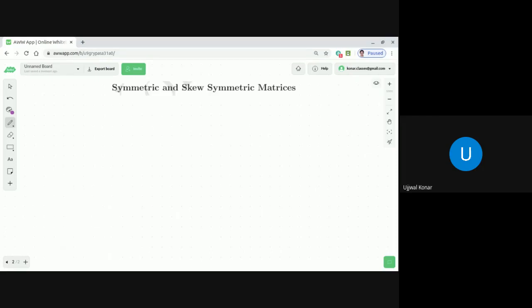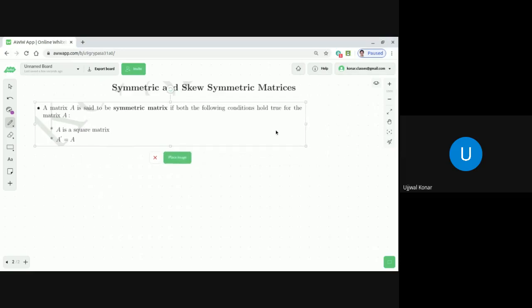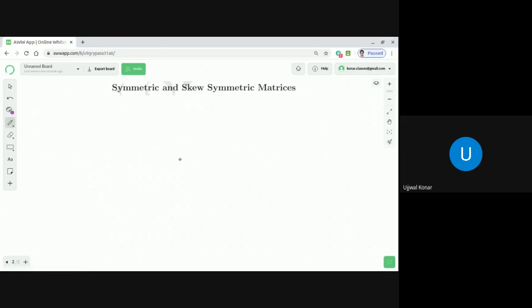So what is a symmetric and skew-symmetric matrix? First, let us define what a symmetric matrix is. The definition is: a matrix is said to be a symmetric matrix if both the following conditions hold true for the matrix A. First, the matrix has to be a square matrix. And second, the transpose of that matrix should give you the original matrix. That means A transpose should be equal to A.